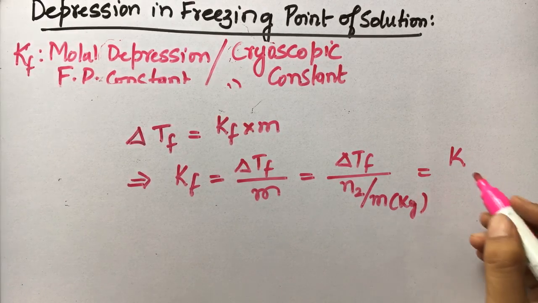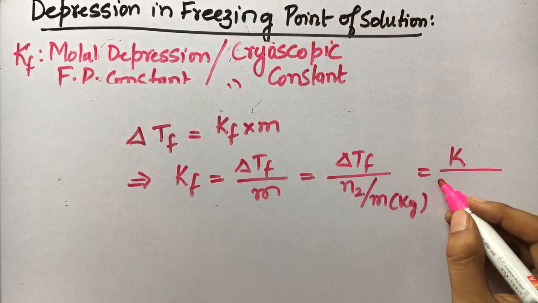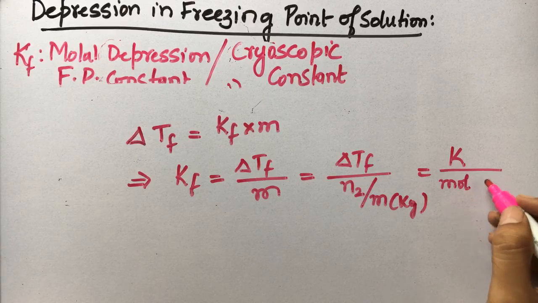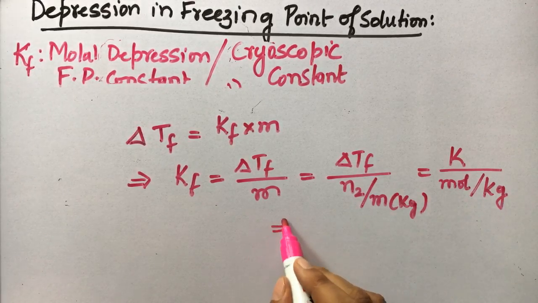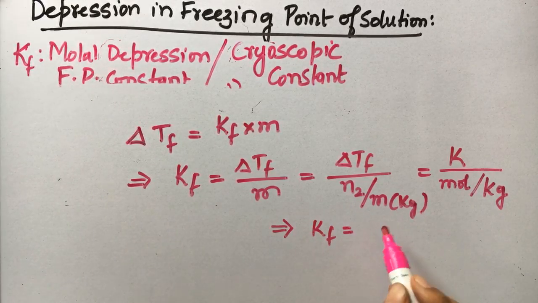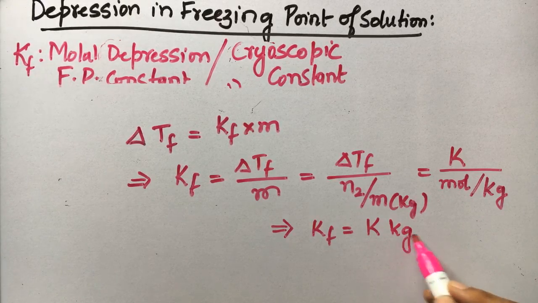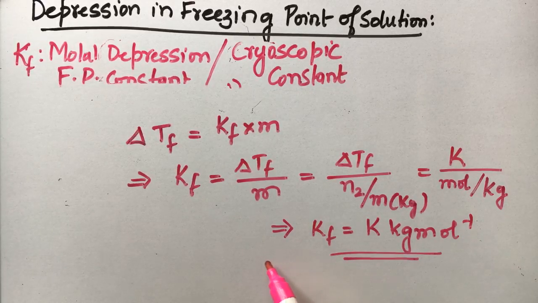Kelvin divided by number of moles. What is the unit? Number of moles is mol, divided by mass of the solvent in kg. So, as we have seen in the previous case, Kf also has the same unit: Kelvin kg per mole. This unit can be asked for 1 mark.